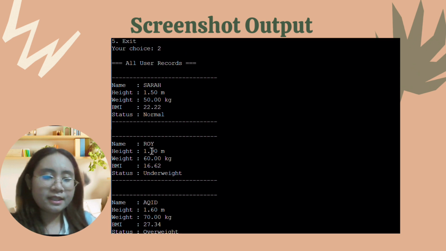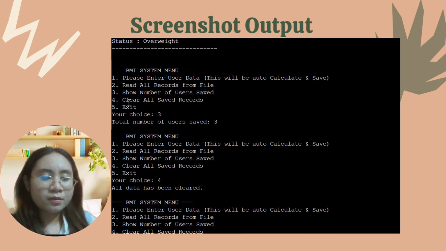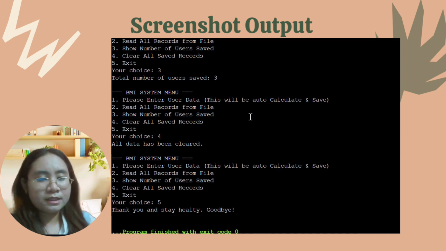The third option is show number of users saved. It will count how many users have used the system. It's useful for checking how many records are stored. The fourth option is clear saved data. This option will delete all saved data in the file. It is useful to reset the system for a new user or new session.